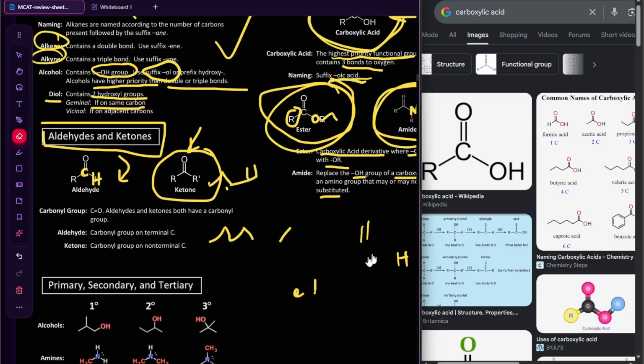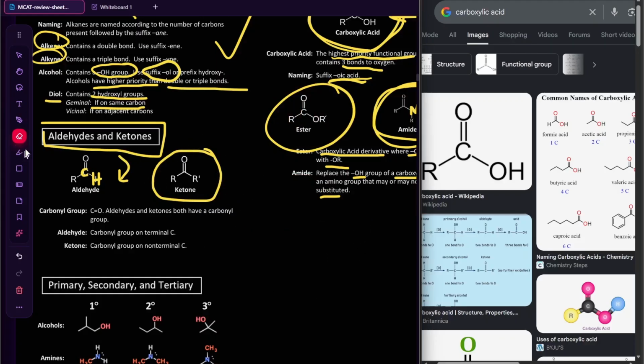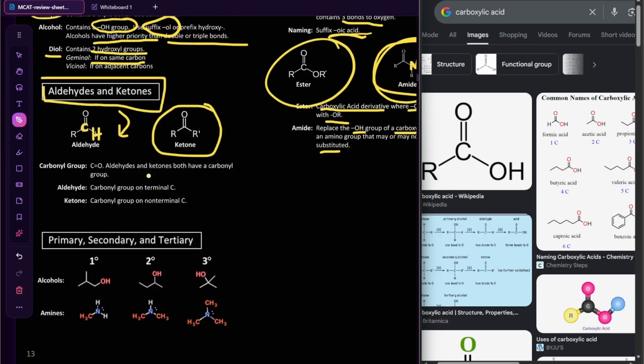All right. How do I know that? It's because of the R. The R is telling me. I'm not pulling any special knowledge there. All right, carbonyl group is a C bonded to the O. Aldehydes and ketones both have the carbonyl group. So you can see that clearly.